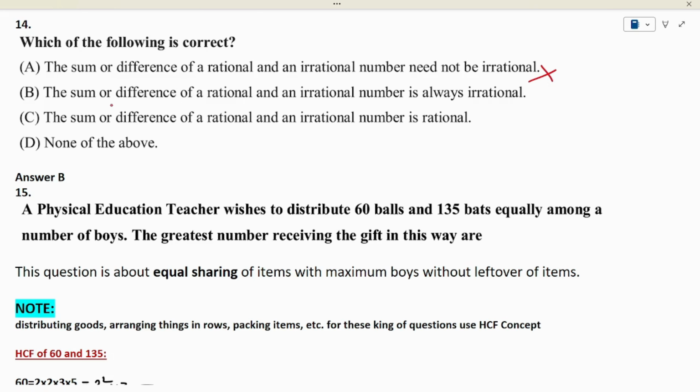Option B is: sum or difference of a rational and an irrational number is always irrational. Yes, this statement is absolutely right. When we add a number to an irrational number or subtract a number from an irrational number, it will always become an irrational number. So statement B is right. So automatically option C and option D will become wrong options.